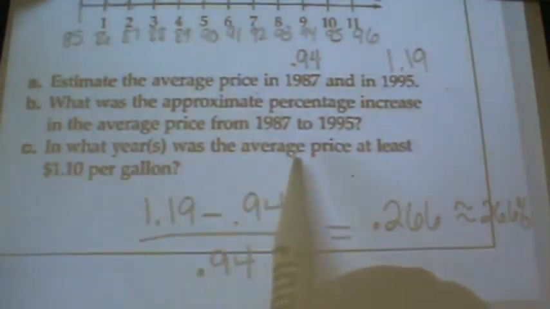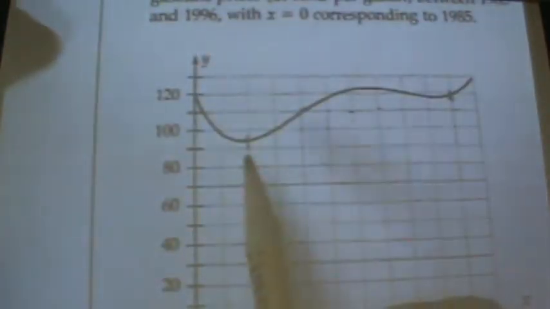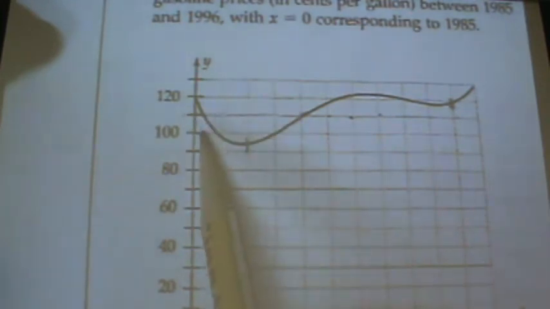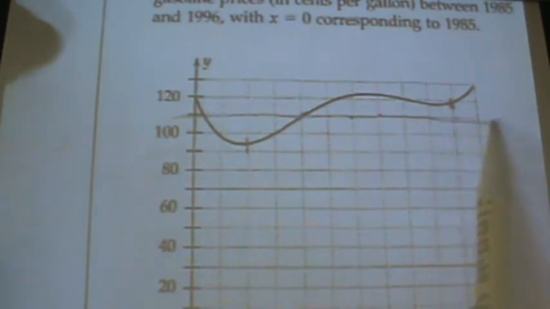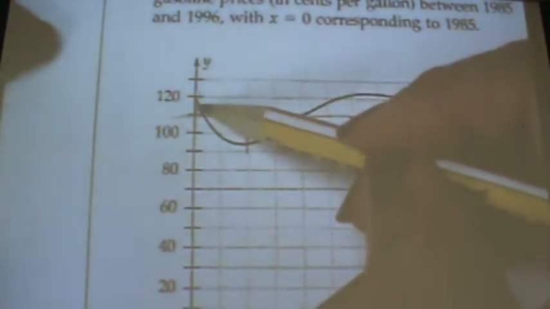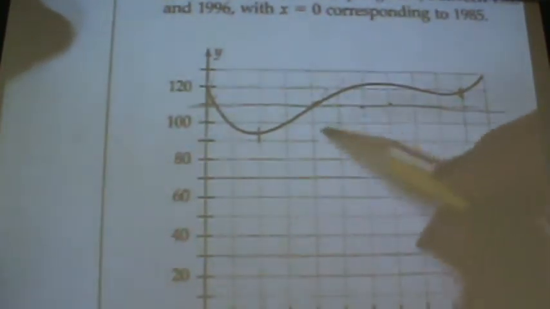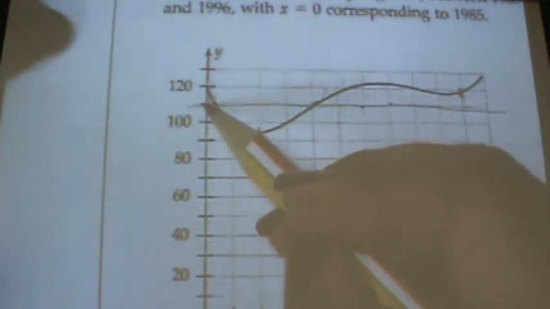And in what year was the average price at least, if not more, $1.10? So you're going to look at, here's $1.10 right here. So we want these years. We want all of these years. What are these years? It looks like from this year, which is 1985, it was above.